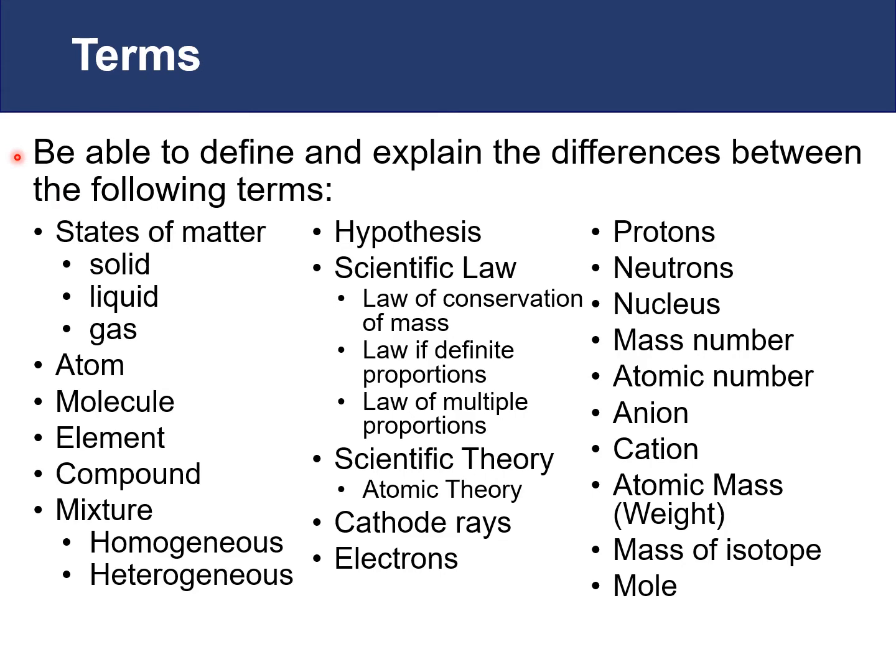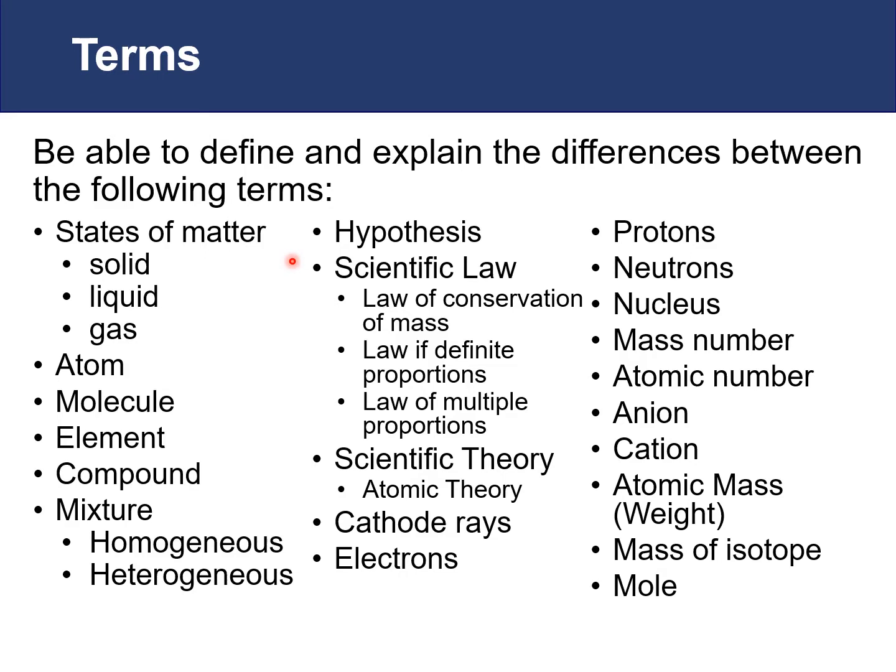In addition to being able to do those tasks, you'll need to be able to define and explain the difference between the following terms. In terms of states of matter, solids, liquids, and gases, what do we mean by those, both on a macroscopic and a microscopic level? Atoms, molecules, elements, compounds, mixtures, both homogeneous and heterogeneous mixtures.